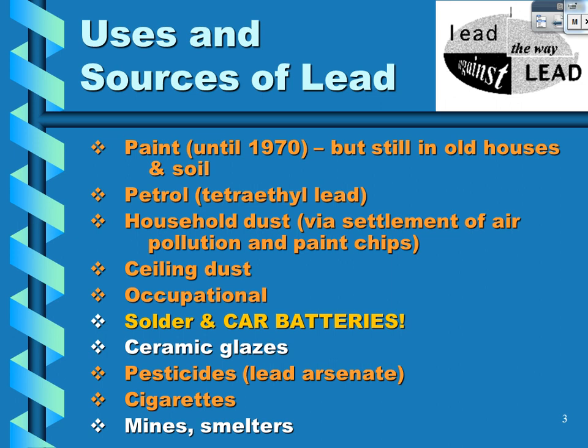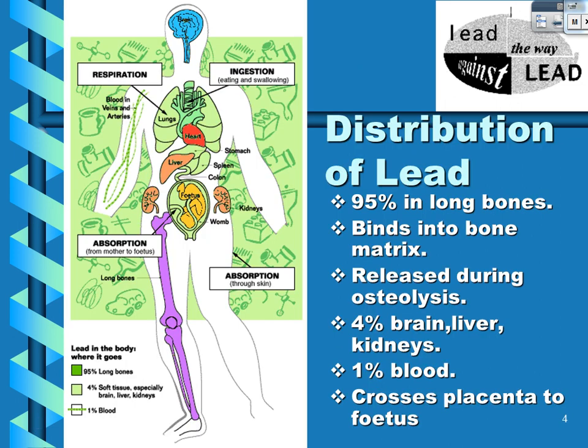Some occupations, such as working in a lead mine or a lead smelter, obviously involve lead, or if you work with batteries such as car batteries. And solder as well. A lot of solder used in circuit boards and computer electronics contains lead, because a lead-tin alloy called solder has a low melting point and is a good conductor, so it can be melted and used to join wires. Some pesticides contain it, and also cigarettes contain it as well. So there's a whole lot of sources of lead that people might encounter.